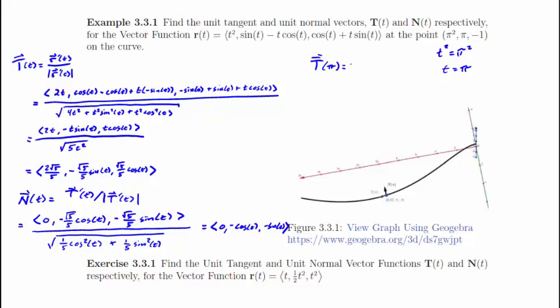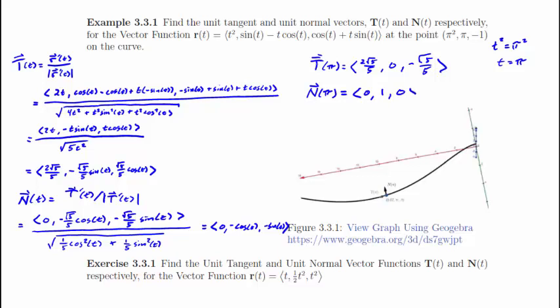And so we want our unit tangent at pi equals 2 root 5 over 5, comma, second component, plug in a pi, and we're going to get 0. Third component, I plug in a pi, I get a negative 1 for the cosine, so negative root 5 over 5. My unit normal function, when I plug in pi, we are going to get 0, comma, positive 1, comma, 0.